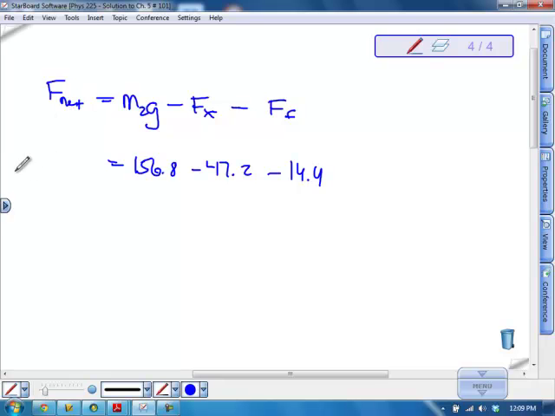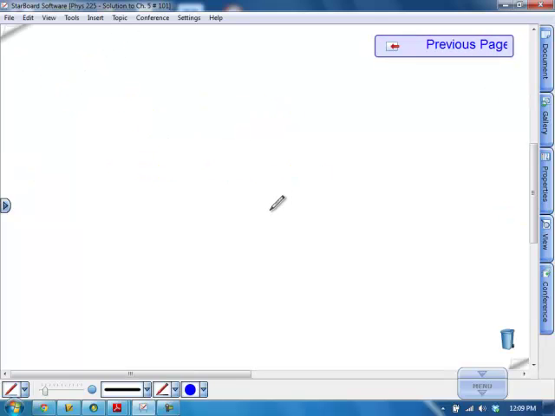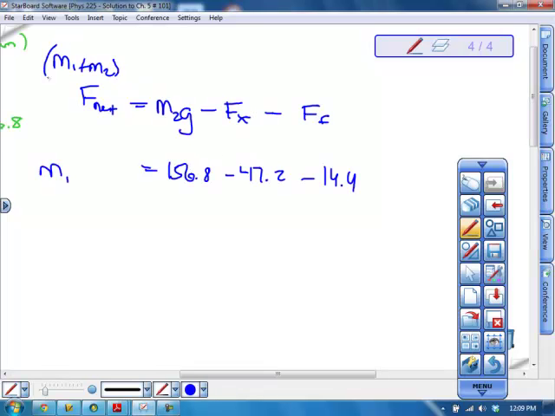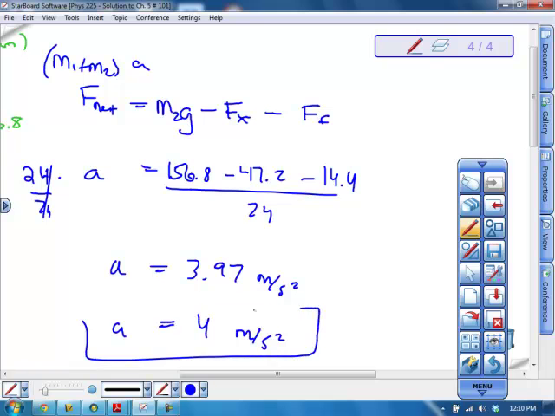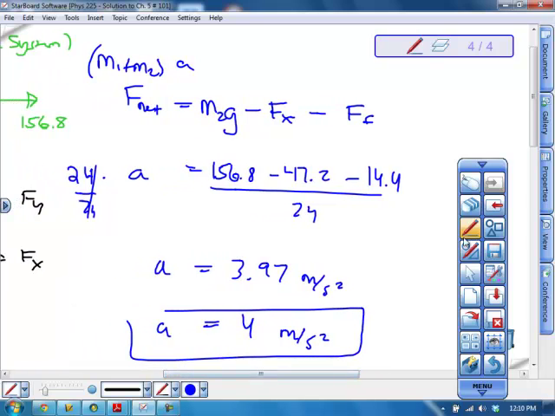Okay? And the net force now is mass 1 plus mass 2 times acceleration, because every force is mass times acceleration. So F equals ma, but the net force in the system is both the masses times the acceleration. So I'll add both the masses, that gives me 24, 16 plus 8, times the acceleration, and I'll solve for the acceleration, so I'll divide both sides by 24. The answer is 3.97 meters per second squared, which we can round to 4 if we're going to pay attention to significant digits. So the acceleration is going to be 4 meters per second squared to the right. Okay, that's for part A.